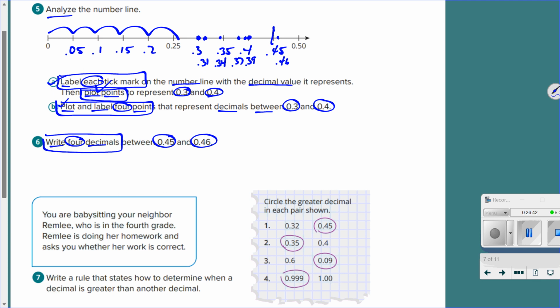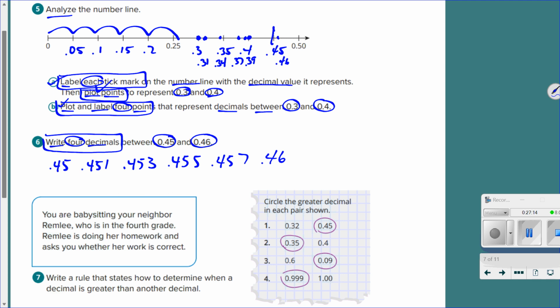Dean? Go to the thousandths place. So I'm starting at 45 hundredths. I can say 451 thousandths, 453 thousandths, 455 thousandths, 457 thousandths, 46 hundredths. Or 460 thousandths, 46 hundredths. Does that make sense? Was that 4 in between those two?